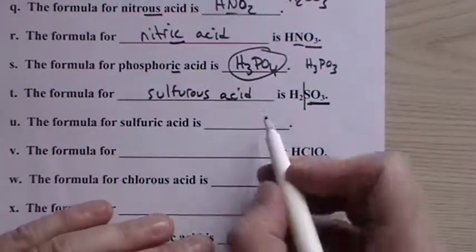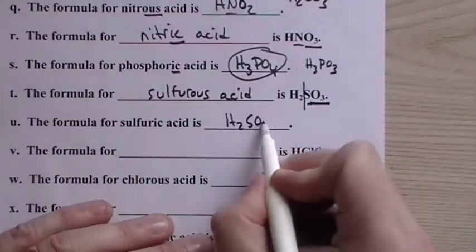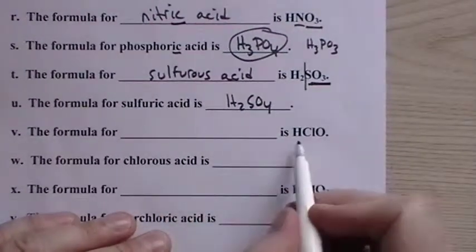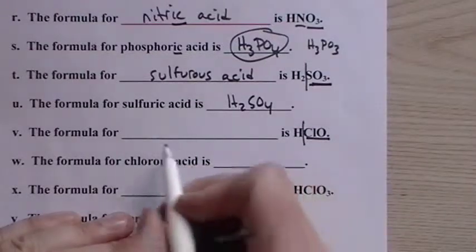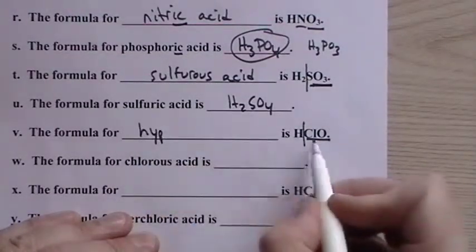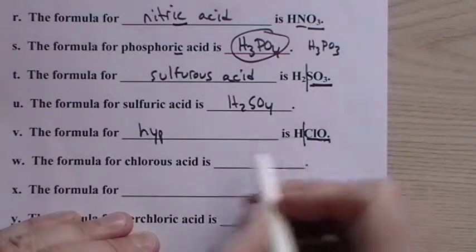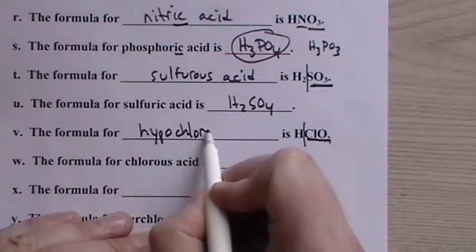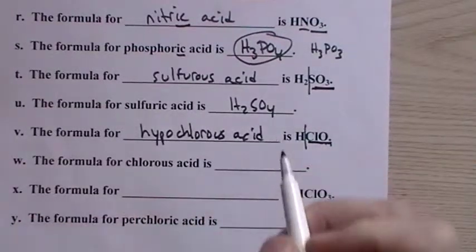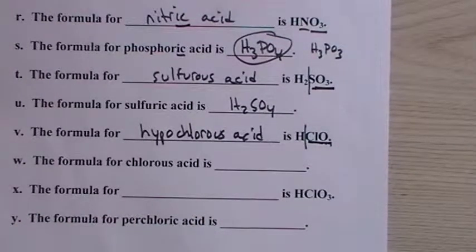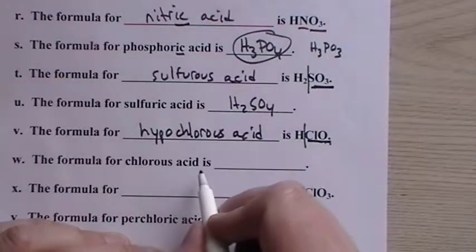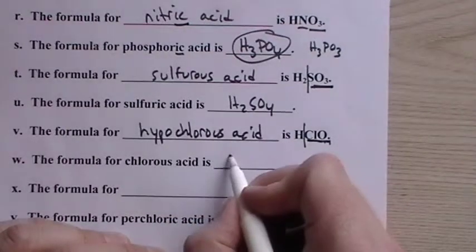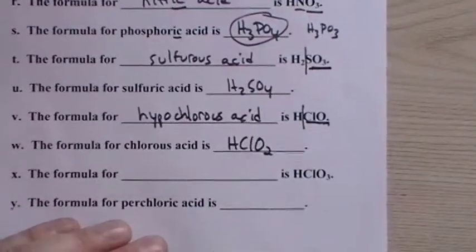Then we have sulfuric acid, so that is H2SO4. Then we have the formula for HClO. This is the hypochlorite ion, so this would be the hypochlorous acid. And then the formula for chlorous acid comes from the chlorite ion, so this would be HClO2.